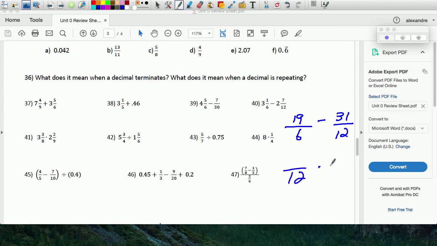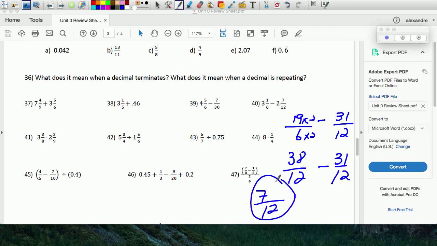12 is the common multiple, smallest one. So that's already a 12, so nothing to worry about here. But 6 became a 12 times 2, so I must change the numerator times 2. So I get 38 over 12. Now I can subtract. 38 minus 31 is 7, and 12 stays the same. So this is my final answer. So this has its advantages too, okay, of doing it this way.